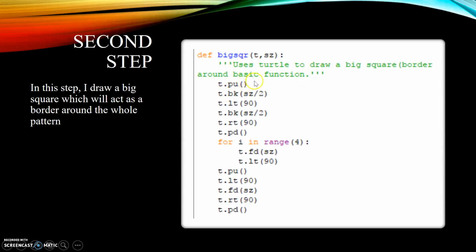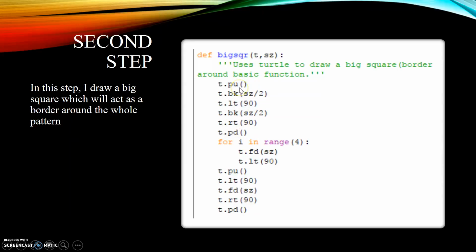So in order to do this, I put the pen up, and then I move back size times 2, size divided by 2, and then I move the turtle left 90 degrees. I move back size over 2. I move right 90 degrees. So the right and the left give us the angles, and the back and the forward give us forward and backward. And then I put the pen down.